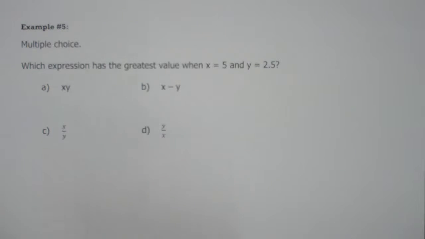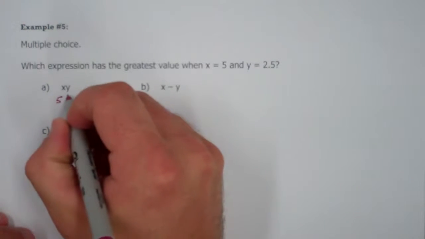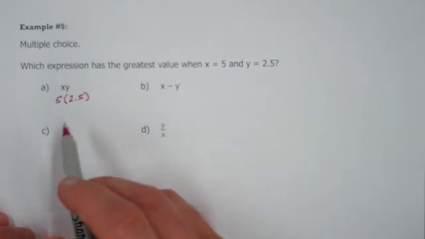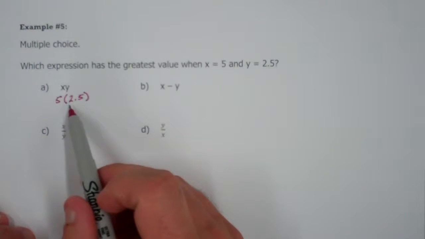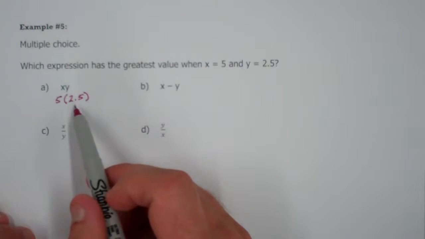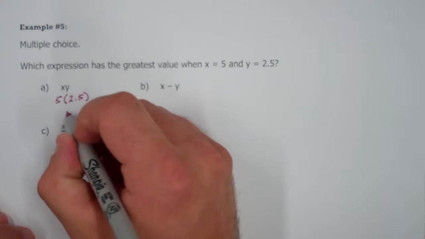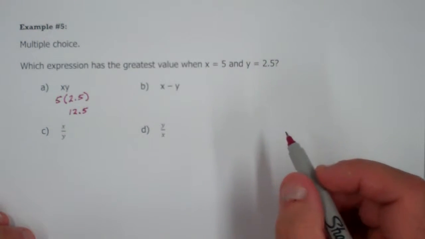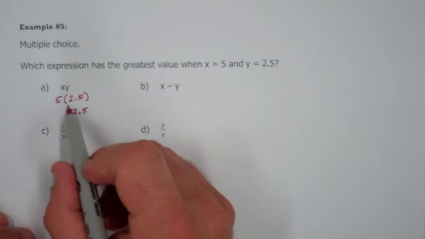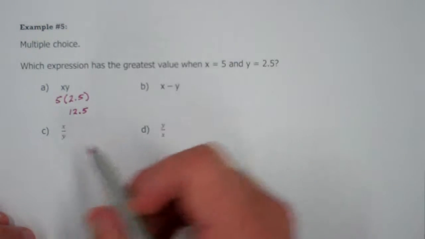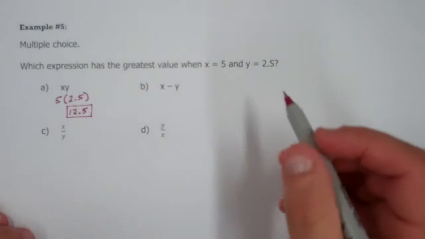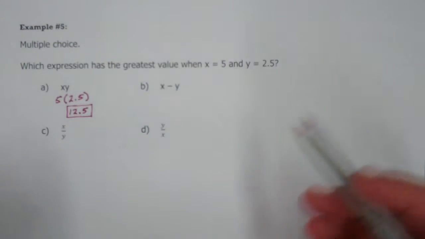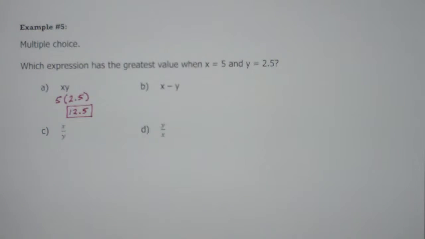So if we work with a, we've got 5 times whatever y is, and that's 2.5. So if we multiply 5 by 2, that's 10. And then if we multiply 5 by 0.5, that's 2.5. So looks like that should be a 12.5. And there's lots of other ways to do that, and if you really have to, I suppose you could get out your calculator. You could have done 10 times 2.5, which is 25, and then cut that in half. That would have worked as well. Alright, so 12.5. So when x is 5 and y is 2.5, x times y, that expression takes on a value of 12.5.